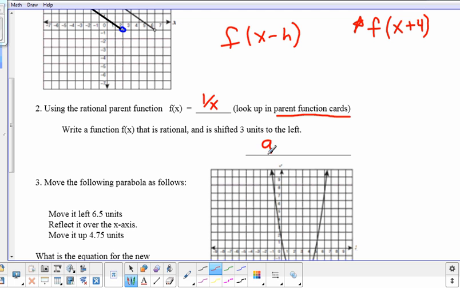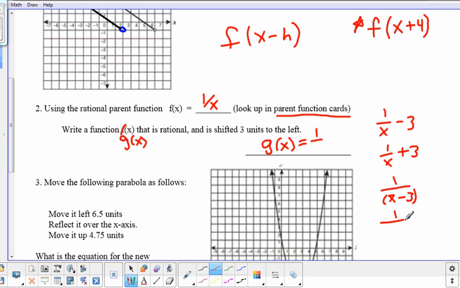It would be, let's see, g of x. That's your transformation. But actually, it says write a function f of x that is rational and shifted 3 units to the left. But we're going to go ahead and use g of x to keep it consistent, because that's always our transformed function. And it would either be 1 over x minus 3, 1 over x plus 3, 1 over x minus 3 with the whole thing on the bottom, or 1 over x plus 3.